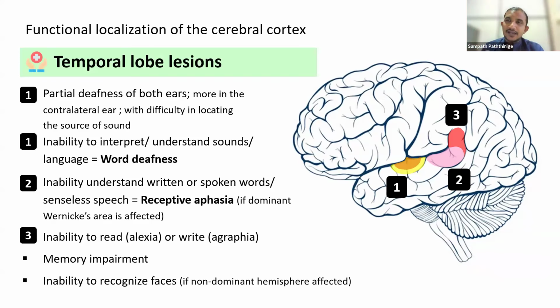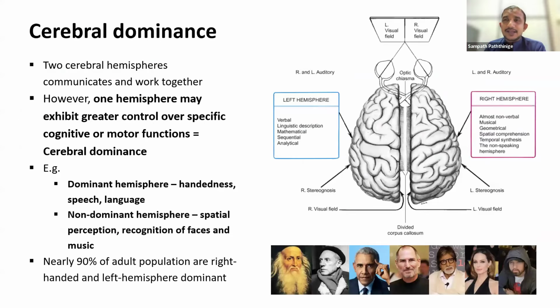So if we are right handed, our dominant hemisphere would be the left cerebral hemisphere, right? So the language functions are done by the dominant hemisphere, and kind of aesthetic functions are done by the non-dominant hemisphere. So like recognition of faces, recognition of music, those types of things will be done by the non-dominant hemisphere. So for the temporal lobe lesion, the clinical features depend on whether the patient's dominant or non-dominant hemisphere is affected, right? So that is where this thing about cerebral dominance comes in, right?